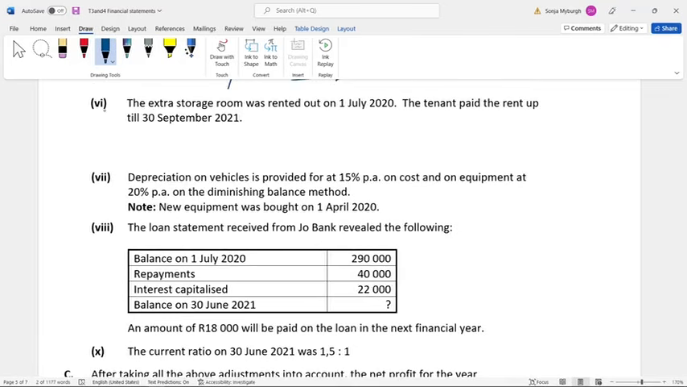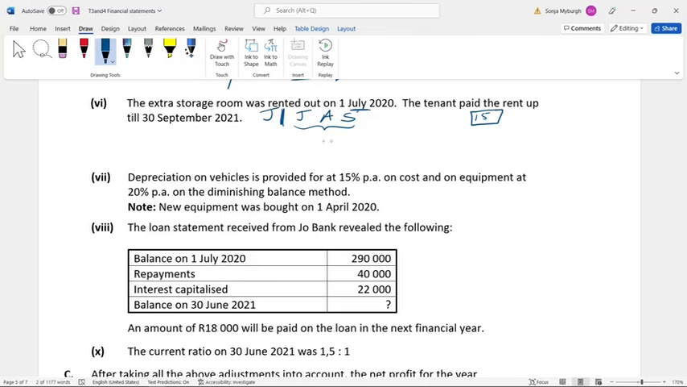Number 6, the extra storeroom was rented out on the 1st of July 2020, the first day of this financial year. In other words, for the whole year. But the tenant paid the rent up until the 30th of September. Our year ends June, but we've already received for July, August, September. So we've received for 15 months, but we know these 3 months in advance.